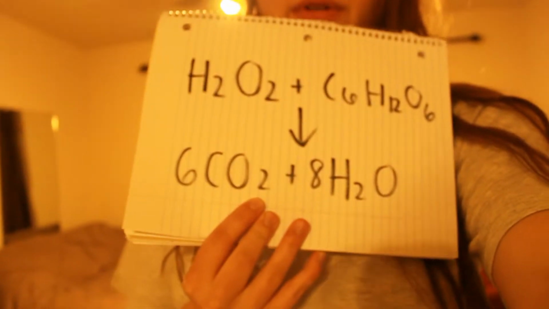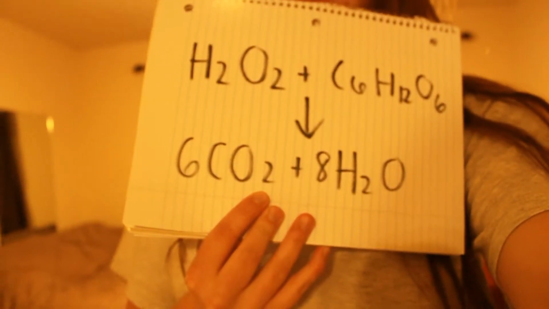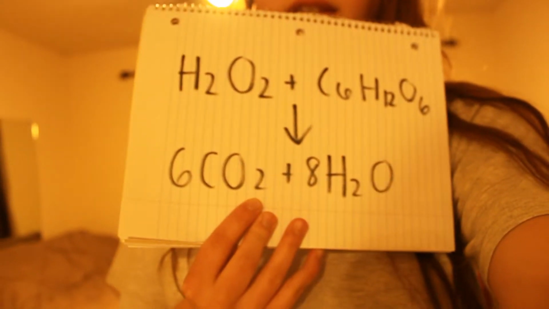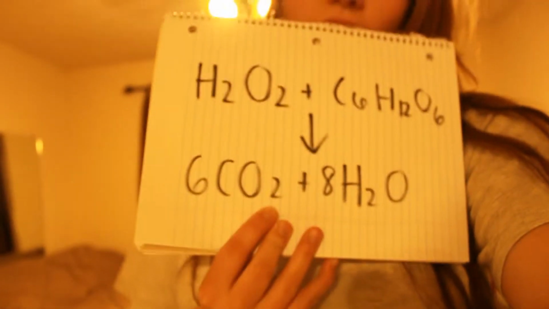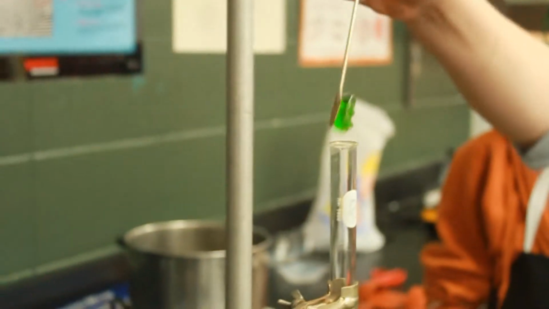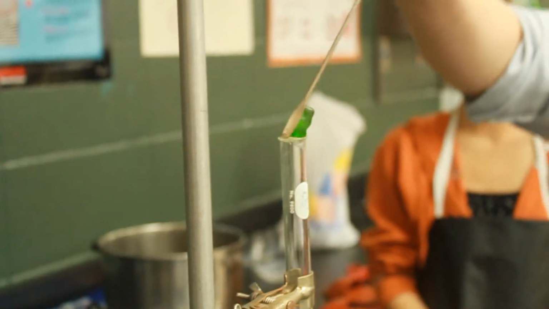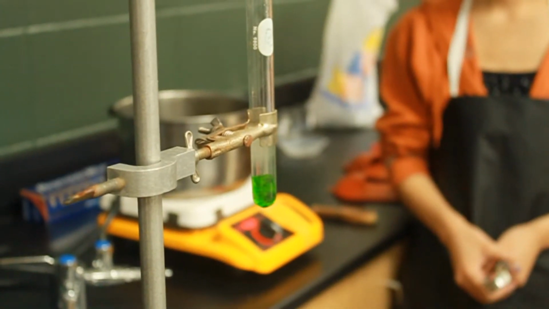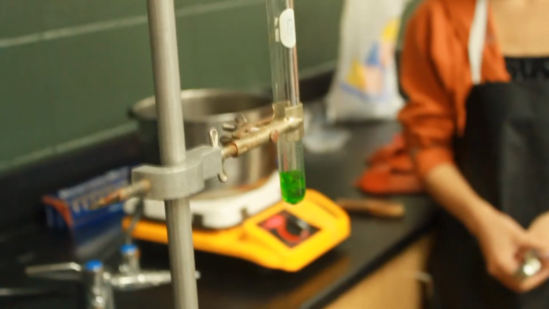The last experiment we're doing is hydrogen peroxide and glucose. Unlike the others, this is the least reactive. And here's the chemical equation, and here's the experiment. Do we have what's left of the potassium nitrate? There you go. Nothing happened. Gummy bear melts.